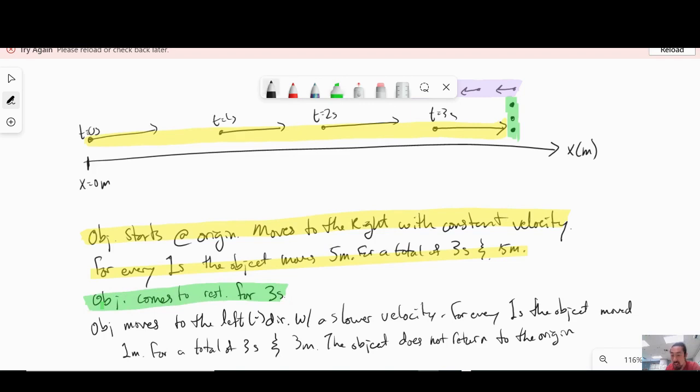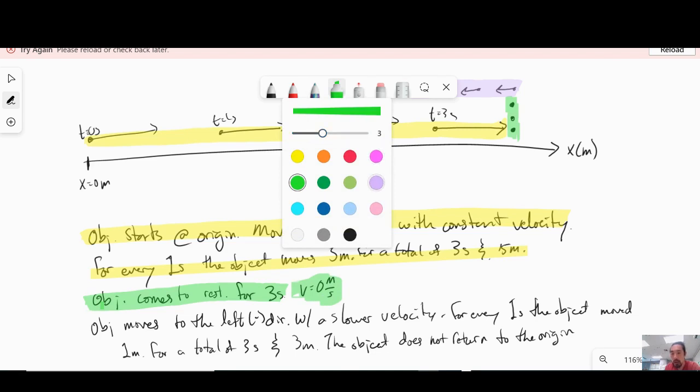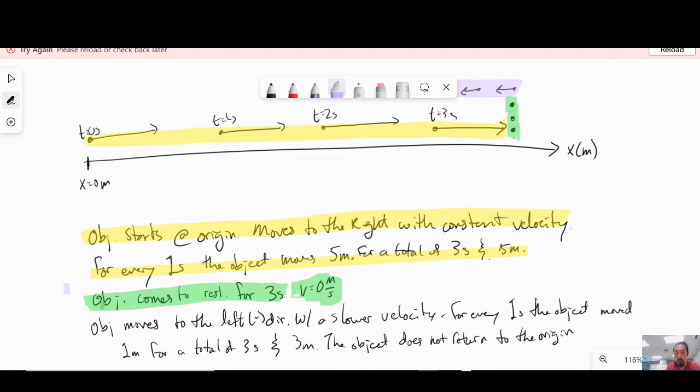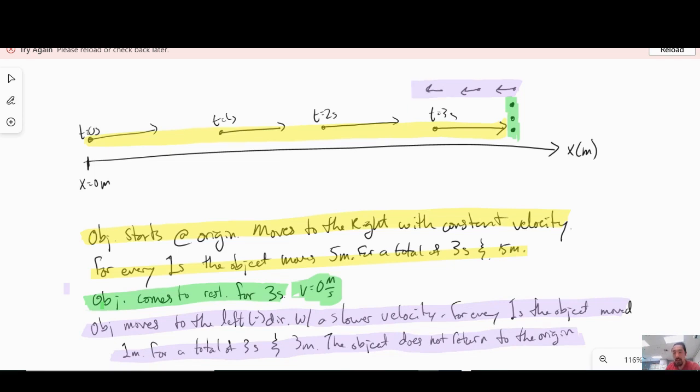Now here it's important, we could even write down that the velocity for rest means 0 meters per second. A good way to help you memorize that, and a good way for those that are reading this statement to know what you're talking about. All right, last statement. Object moves to the left, the negative direction, with a slower velocity. For every 1 second, the object moves 1 meter for a total of 3 seconds and 3 meters. The object does not return to the origin. And my friends, that's that. That's how you draw a motion map, and that is how you use a verbal to describe what is happening.